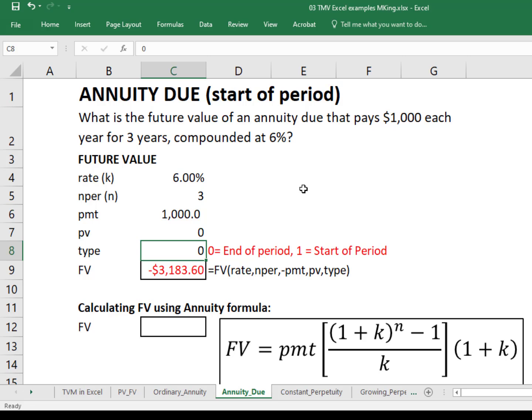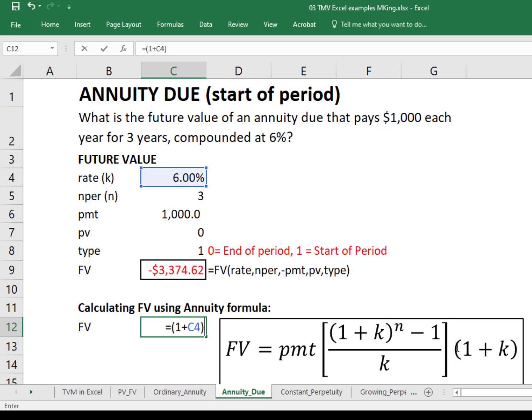Notice that the future value of an annuity due is larger because of this growth rate of 1 plus k, or 1 plus the interest rate at the end of the formula. Okay, let's see if we can do this using the formula. So we're going to do equal sign. What I'm going to do is start with the outside brackets here, 1 plus the interest rate.